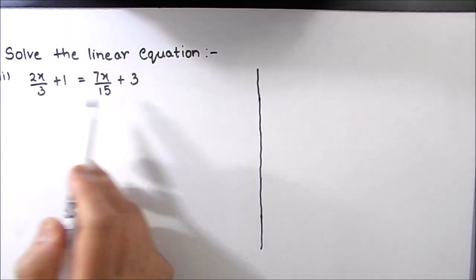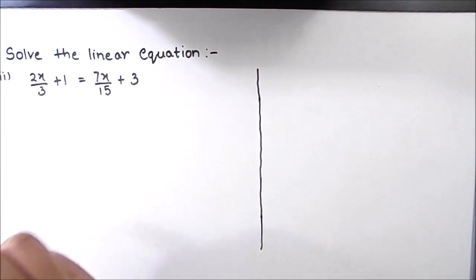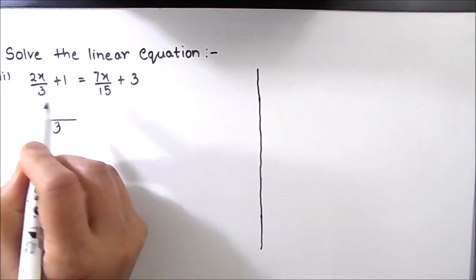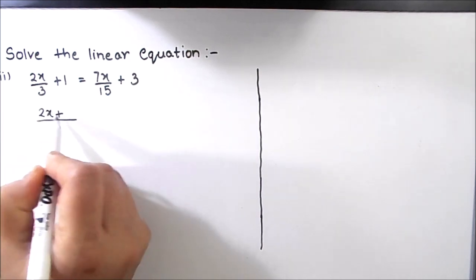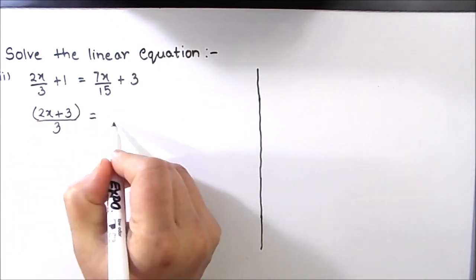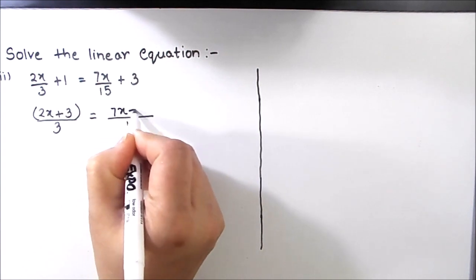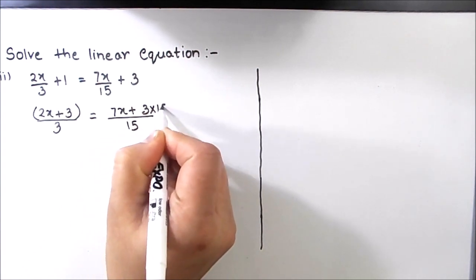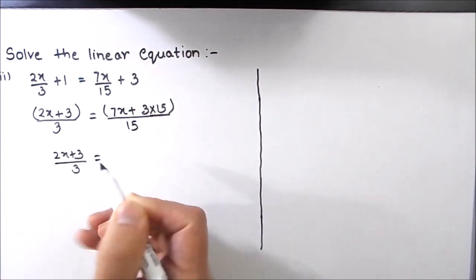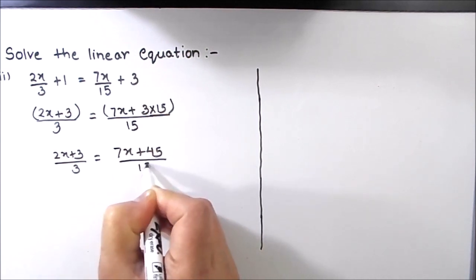This equation can be solved in many ways. The first way is by taking the LCM on both the sides. Here on the left hand side the LCM will be 3, so this will be 2x plus 3 divided by 3. And on the right hand side 15 will be the LCM, so this will be 7x plus 3 times 15. So this is 2x plus 3 divided by 3 is equal to 7x plus 45 divided by 15.